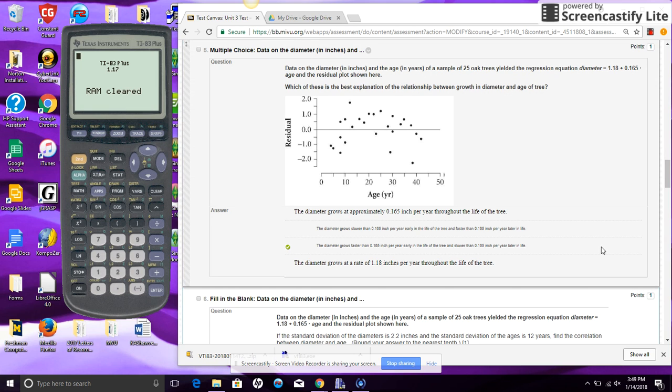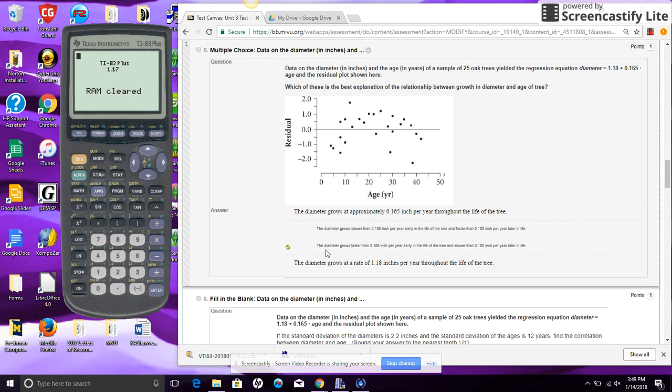Okay, so I wanted to go ahead and answer those questions that you had on the chapter 3 test. So here's number 5. It says, which of these best explains the relationship between the growth in diameter and the age of the tree? So I want to start with the answer, and then walk you through why that would have been the right answer.